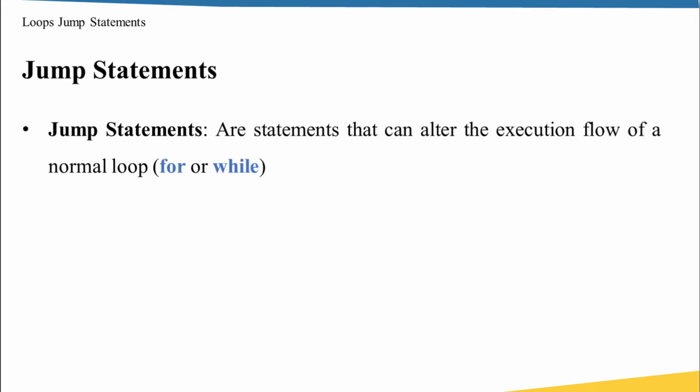First of all, I will start by defining what jump statements are. Jump statements are statements that can alter the execution flow of a normal loop, whether it's a for loop or a while loop. As a reminder, we use a for loop in order to iterate over items of an iterable, and the for loop ends the execution once it scans all the items, whereas a while loop continues the execution as long as a predefined condition is satisfied. So this is the default behavior.